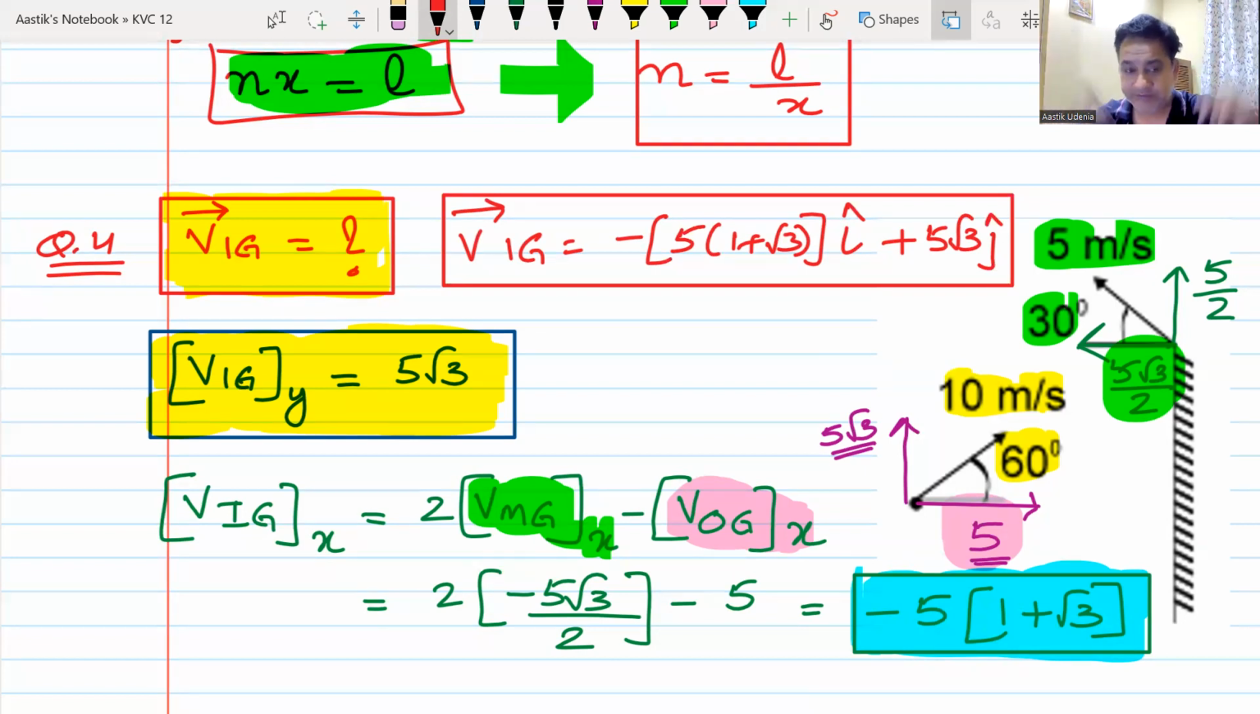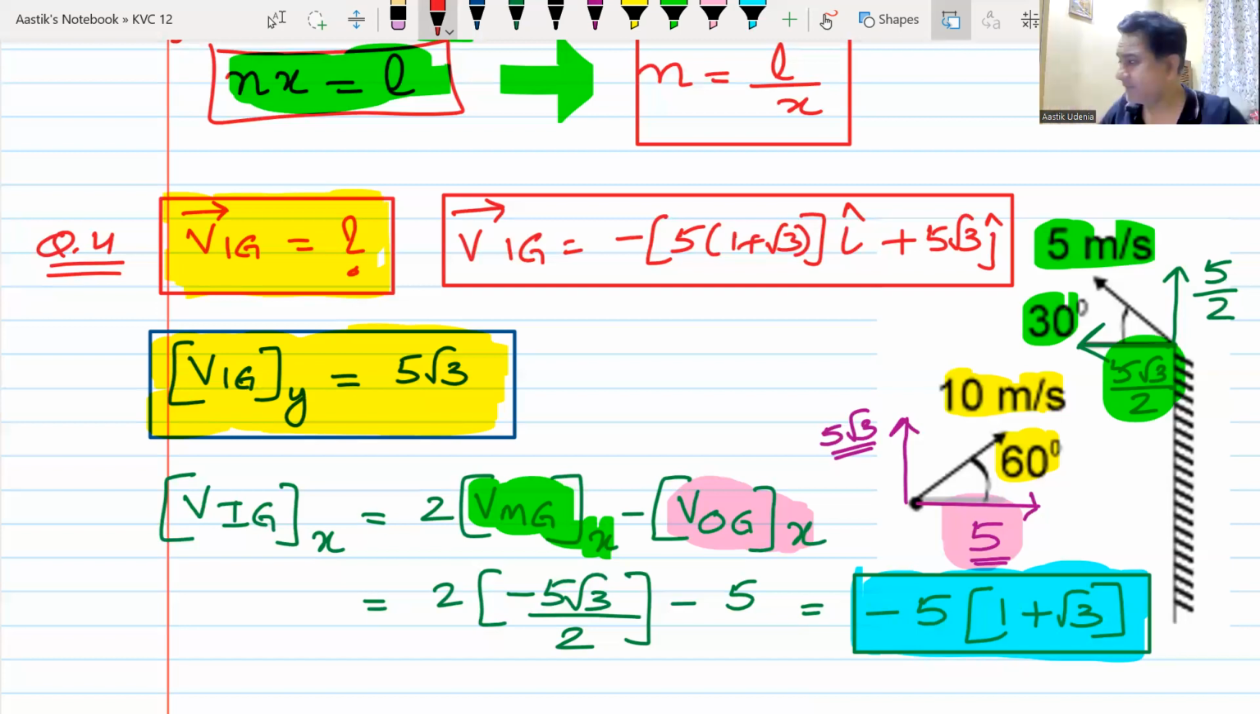Sir, why does V_IG not change? V_IG does not change. We have already seen that, that was last class. The only component that changes in this case is the x1, the component perpendicular to the mirror. The parallel component to the plane of the mirror does not change. No, it does not change.